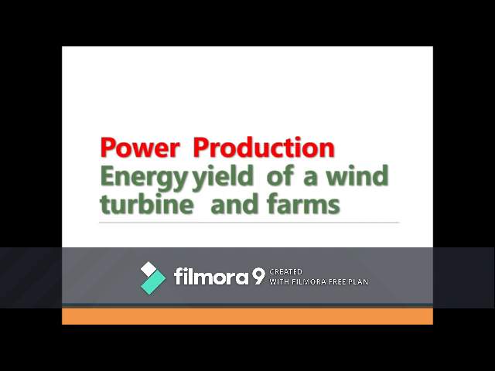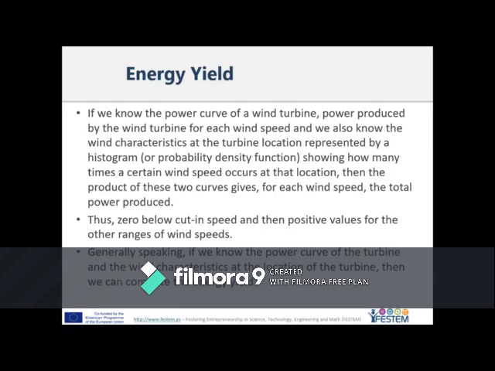Now we're going to talk about power production and energy yield of a wind turbine and farms. If we know the power curve of a wind turbine, the power produced by the wind turbine for each wind speed, we also know the wind characteristic at the turbine location, represented by the histogram showing how many times a certain wind speed occurs at the location. Then the product of these two curves gives, for each wind speed, the total power produced.